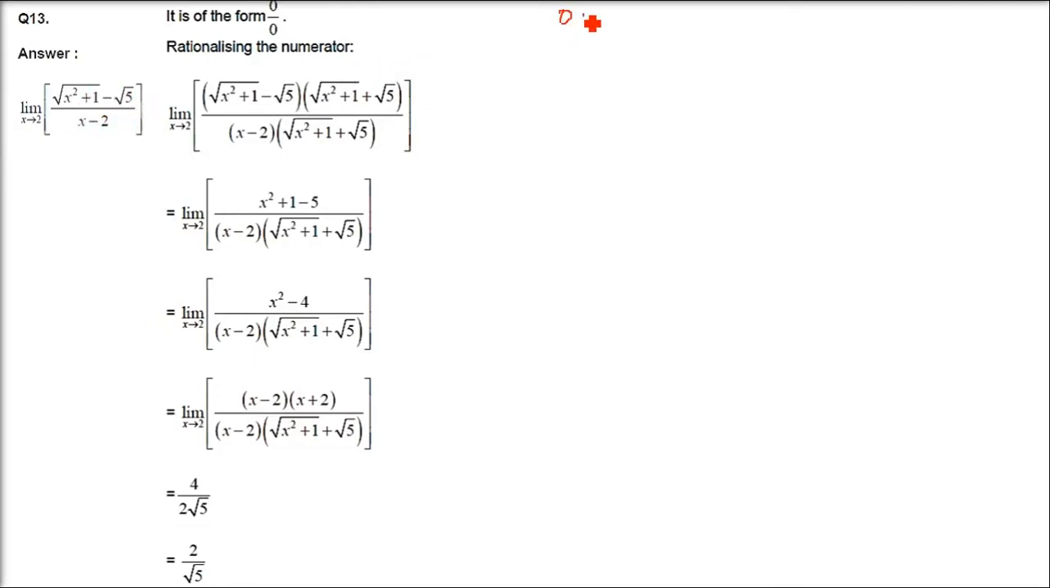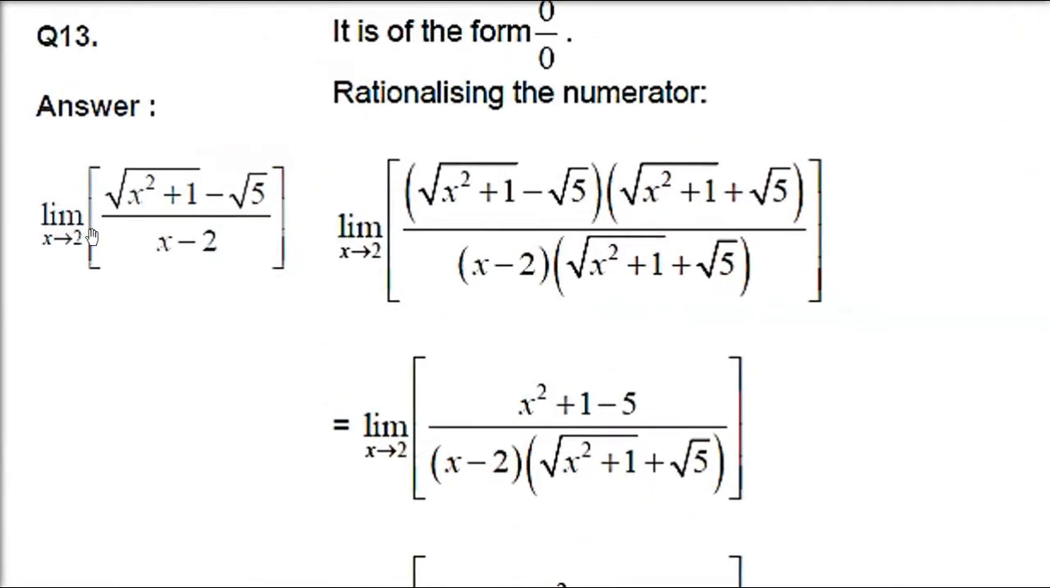So we have already seen that the first exercise was direct substitution, the second was factorization, and the third, the whole exercise, is about rationalization. So last rationalization we are going to do. So you have this, limit x tends to 2. If you put x as 2, it will be 0 by 0.